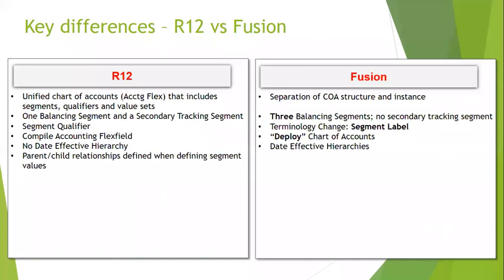So the parent and child relationship is defined when you're defining the segment values. When you're defining the segment values itself, you need to specify whether that is a parent value and what are all the child values for that. Whereas in Fusion, that parent and child relationship we are going to establish as a separate setup. That is called hierarchy defining. So that we will see.